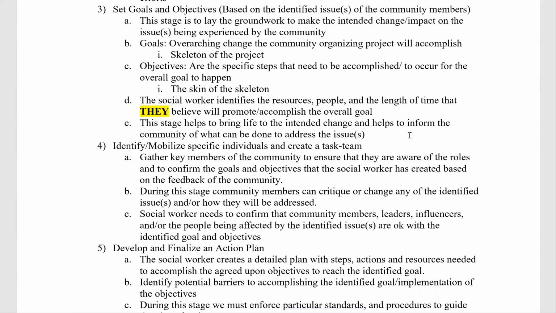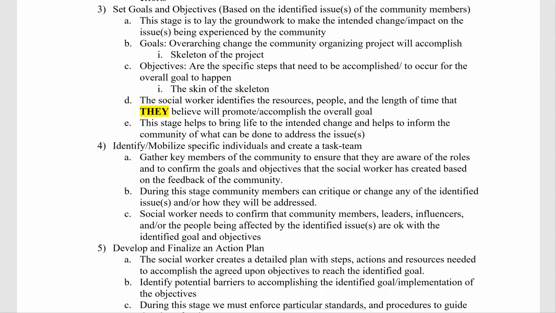The next step is where we identify and mobilize specific individuals and create a task force team or task team. So in the individual client realm, this is where you identify all the supports within the individual client's life in order to help promote the change, because no one can build something based on just their own efforts. In the community realm, this is where we identify the particular individuals that are going to help us carry it out and help support the mission at hand.